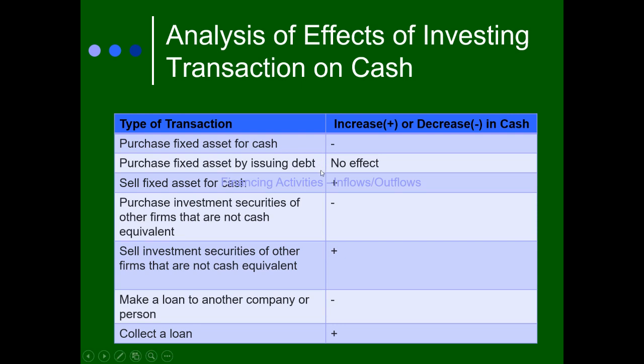If you sell asset for cash, the effect will be positive. If you purchase investment securities, it is negative. If you sell the investment securities, it's positive. Making a loan is negative, and collecting a loan is positive.